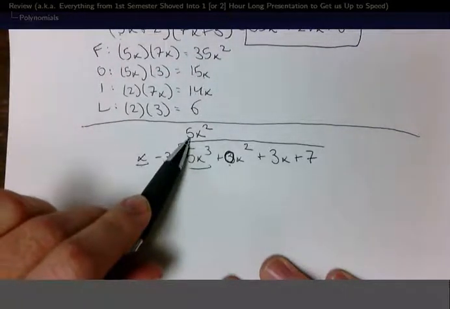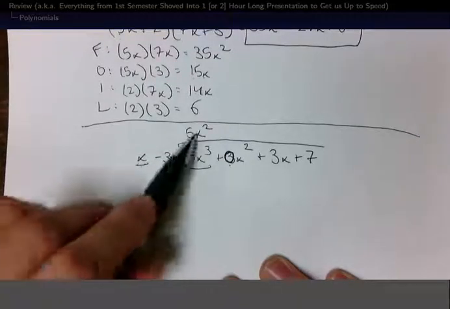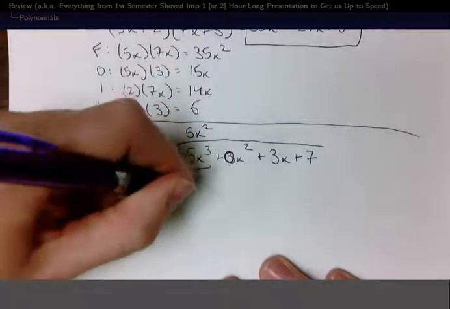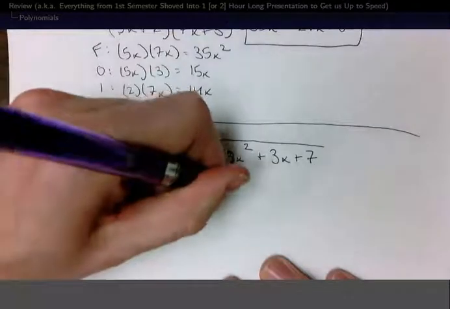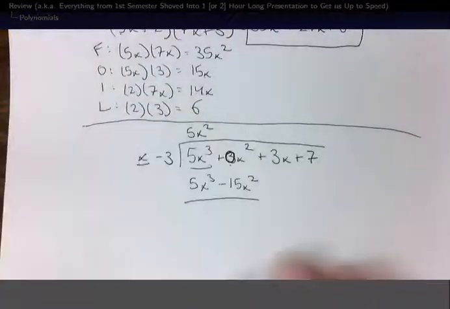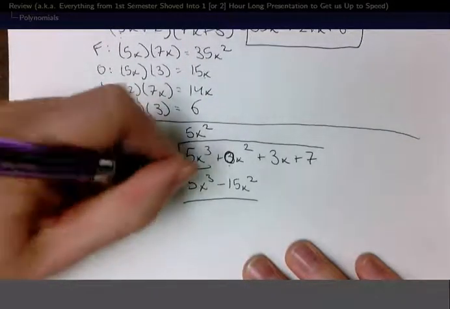So I'm going to take whatever I have up here, and I'm just going to multiply each of the terms that I'm dividing by that number. So you have 5x squared times x. It's going to get us 5x to the third. And then 5x squared times negative 3 is going to be minus 15x squared. And then we're just going to subtract straight down.